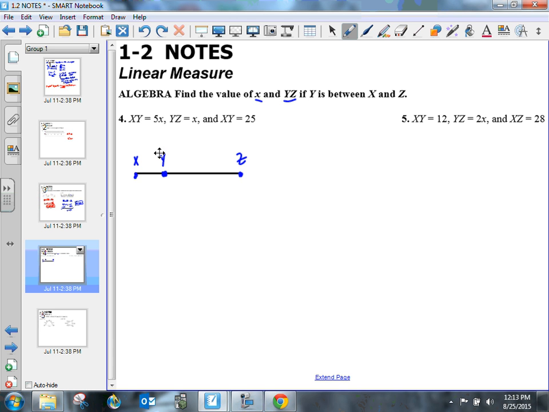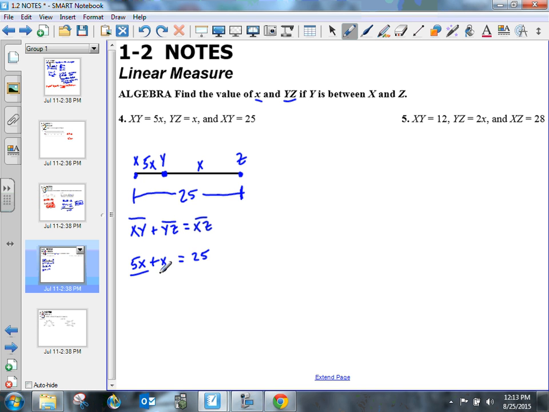So for XY, that value is 5x. For YZ, I'm going to call that x. And XY, the whole thing, is 25. So what we're going to do is set up an equation. I know that XY plus YZ is equal to XZ. So XY, that's 5x, plus YZ, which is just x, gives me a total length of 25.